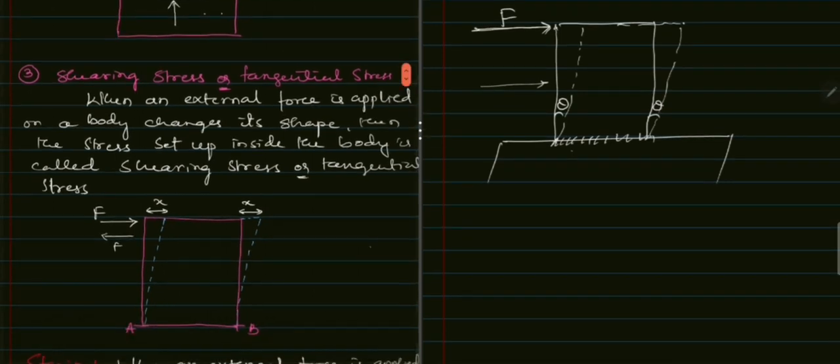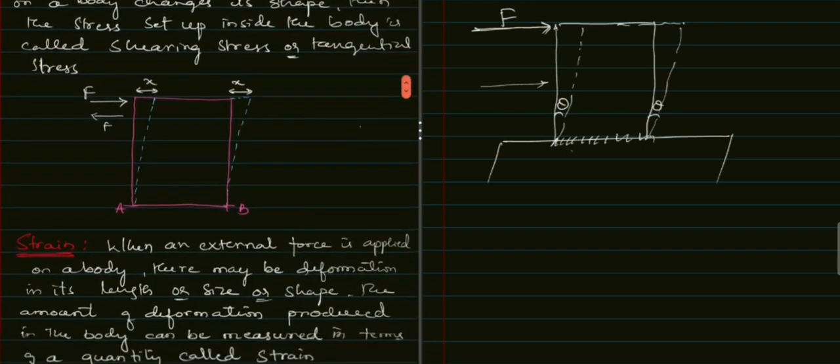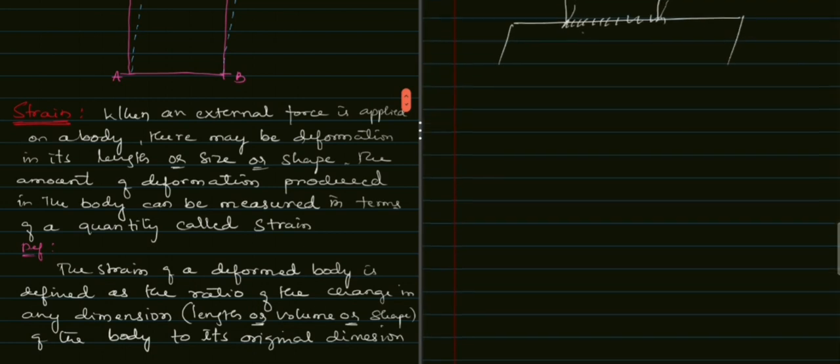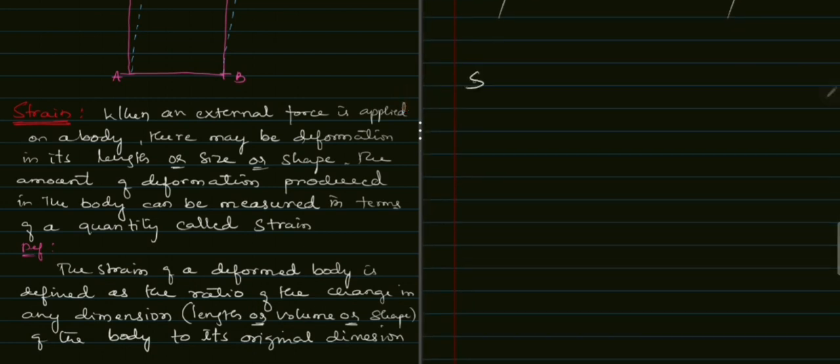So when an external force is applied on a body and the body changes its shape, a stress is set up inside that body, called shearing stress or tangential stress. So now we'll go to the next concept, that is strain.